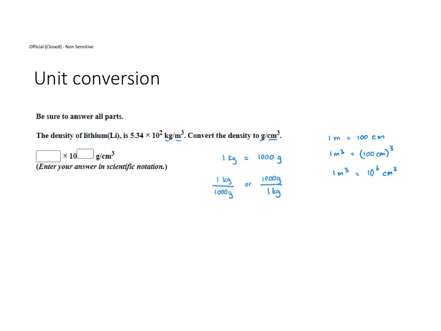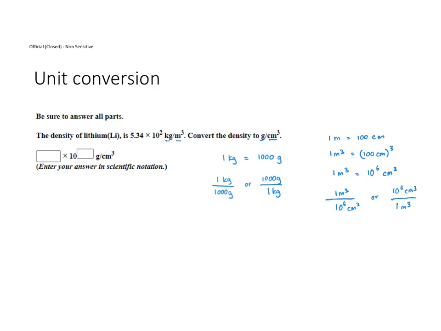So from here we can also write two conversion factors. We can write meters cube on top and cm cube below. Or we can write cm cube on top and meters cube below.